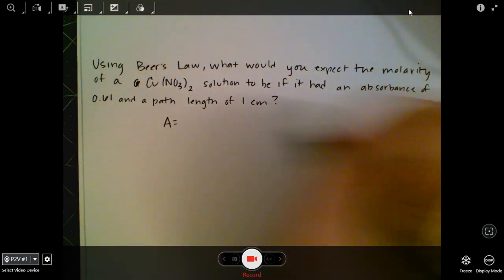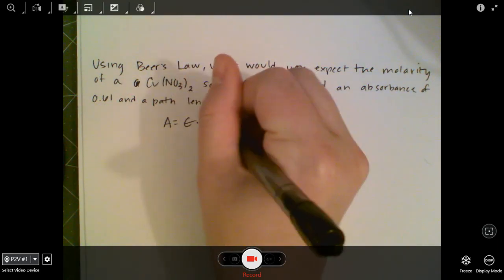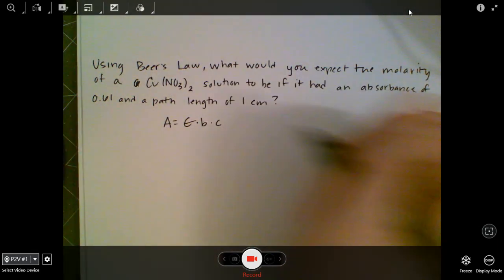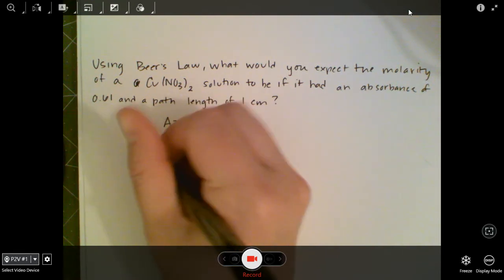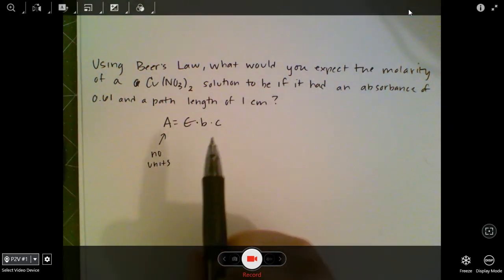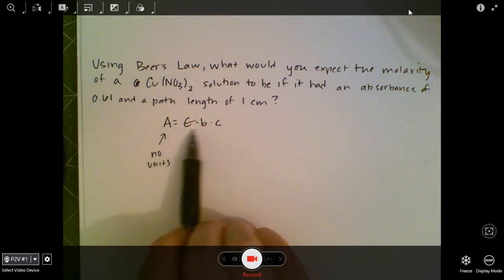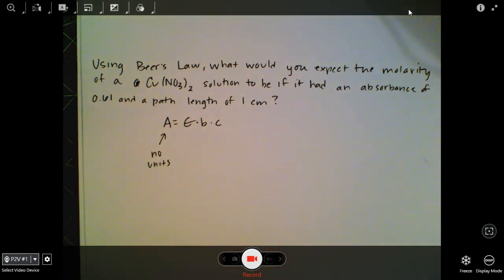tells me that the absorbance is equal to that epsilon value times my path length times my concentration. And again, I've told you before that absorbance has no units. So when you think about this as kind of an algebra problem, all the units here need to knock each other out to give me nothing left over for units at the end.